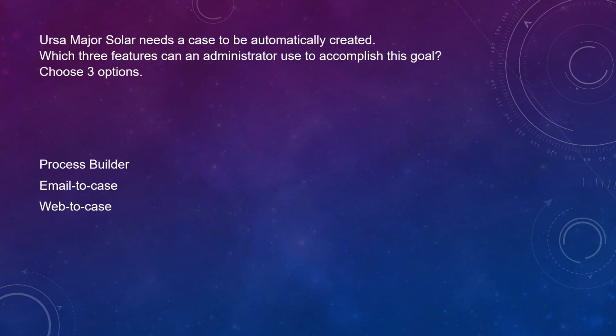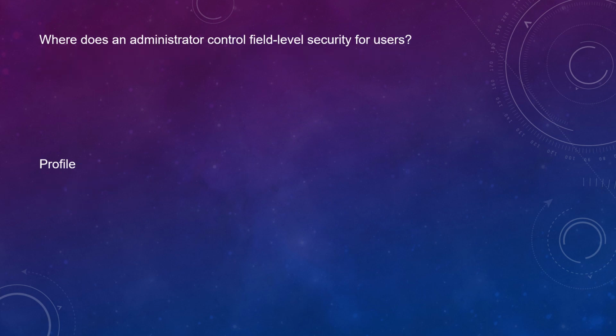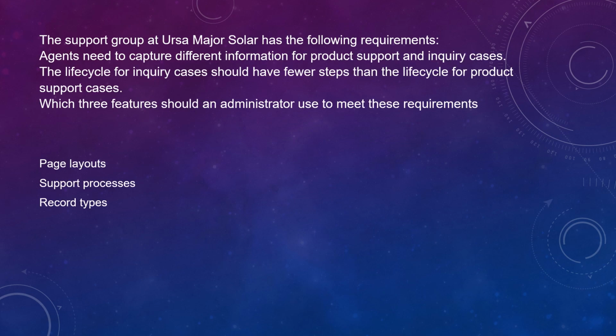Ursa Major Solar needs a case to be automatically created. Which three features can the administrator use to accomplish this goal? Choose three options. Process Builder, email to case, web to case. Where does an administrator control field level security for users? Profile.